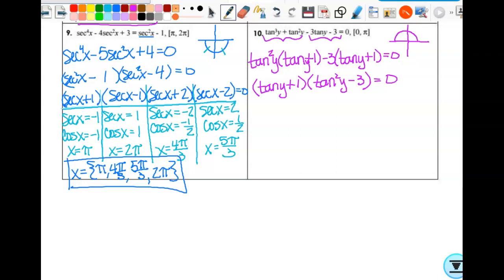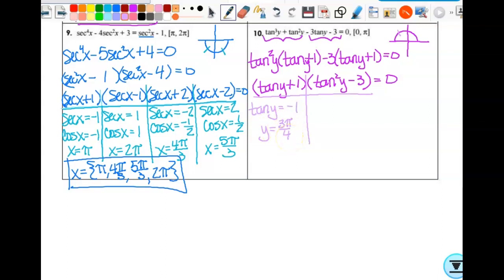That tangent squared y minus 3, is that a difference of squares? No, so I'm not going to factor it that way. Instead, I'm just going to solve these. So this gives me tangent y equals negative 1. So if I'm using quadrants 1 and 2, which quadrant is tangent negative in? 2. And the tangent inverse of 1 is pi fourths, so I need my second quadrant pi fourths angle, which is 3 pi fourths.